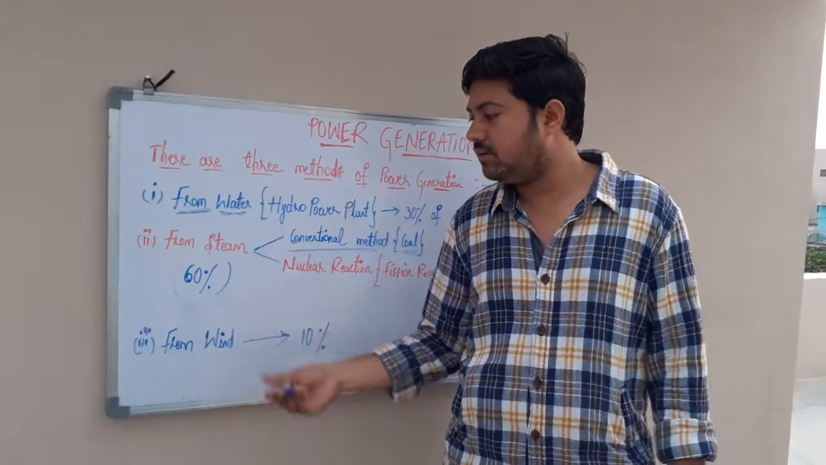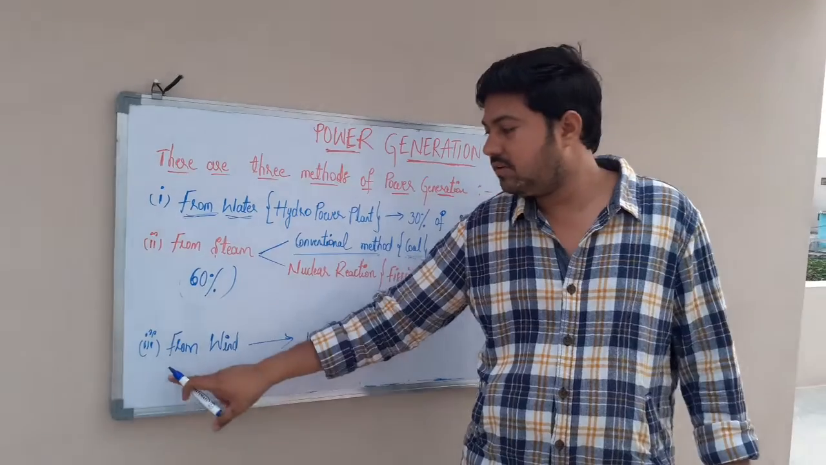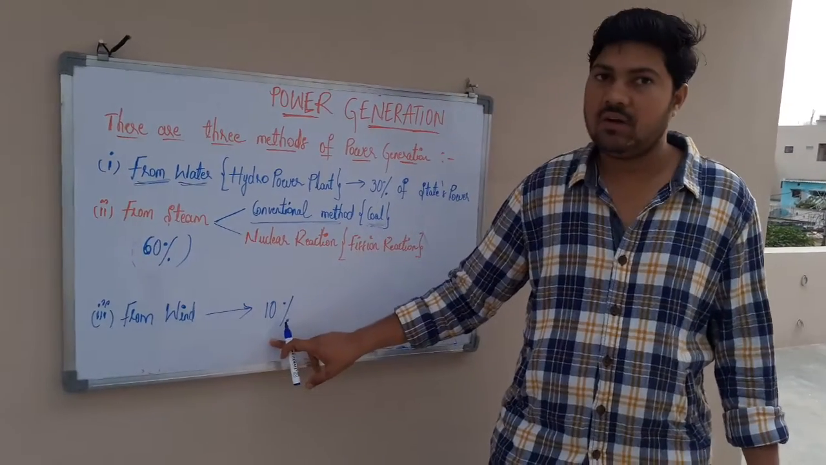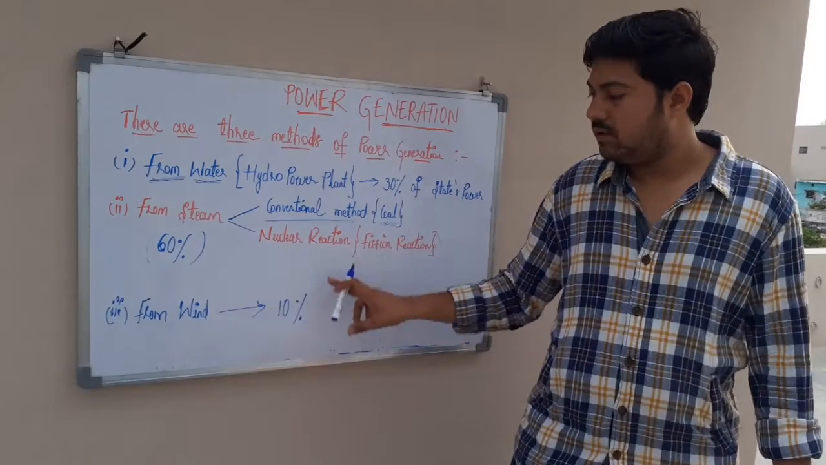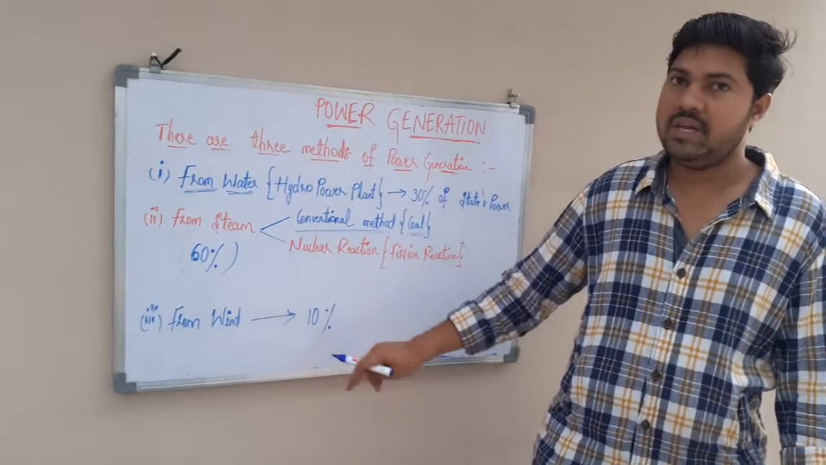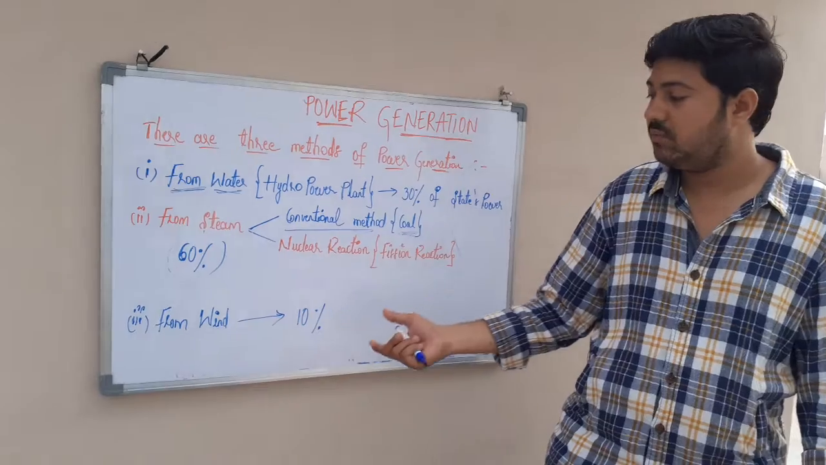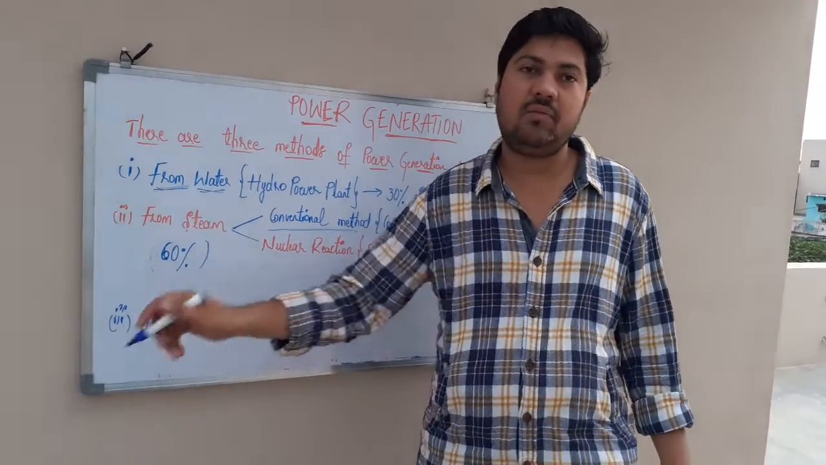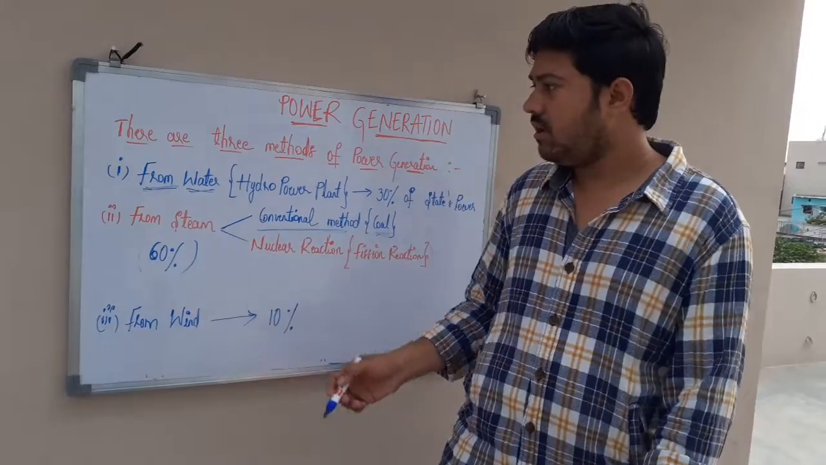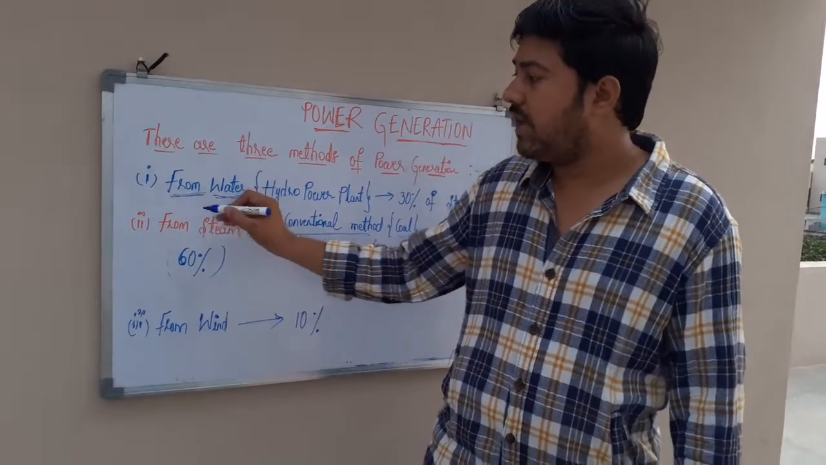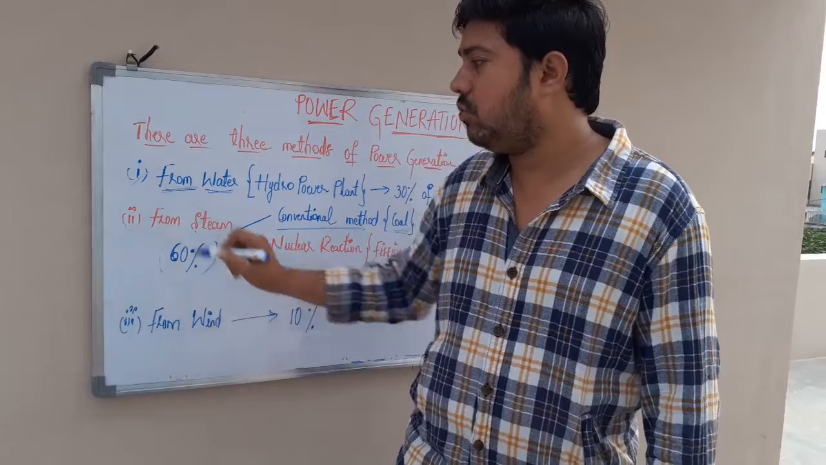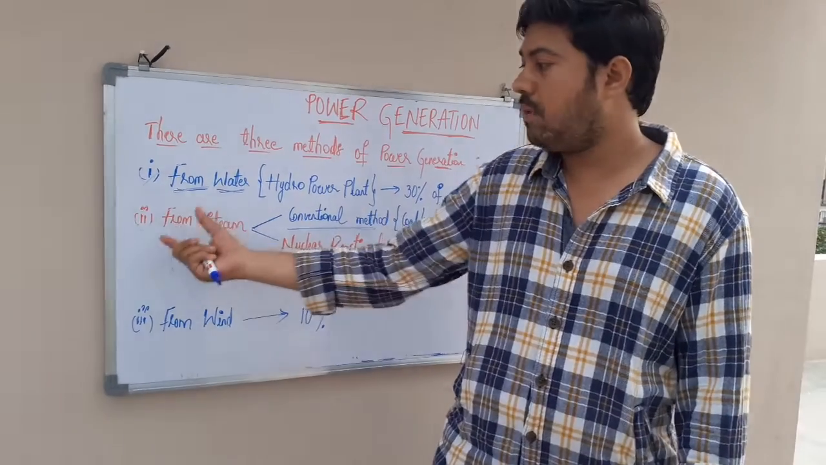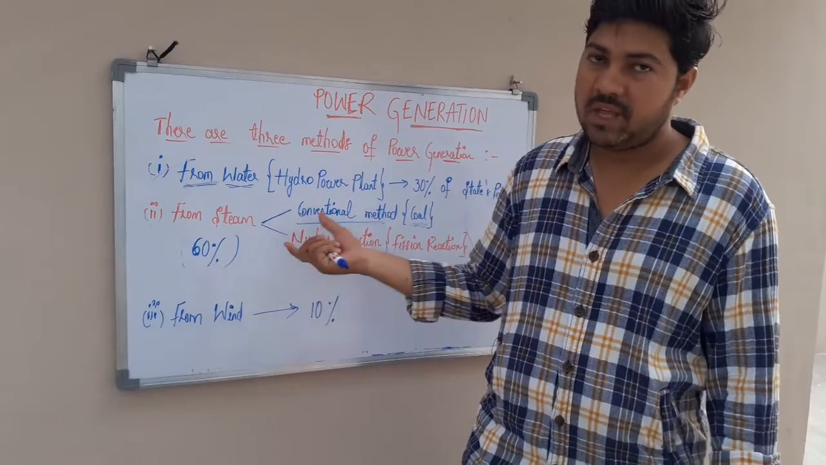And the third method to generate power is from wind. From wind, out of total power in the state of Andhra Pradesh, around 10% of the power is generated from the wind. Okay. Now in this video, I am going to explain the first two methods, that is how power will be generated from water and how power will be generated from steam.